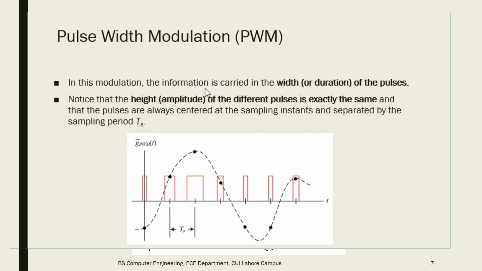The second type is pulse width modulation. In this modulation scheme, the information is carried in the width or duration of the pulses. As you can observe here, the width of all pulses is different, but the amplitude remains the same. It can be noticed that the amplitude or height of the pulses is exactly the same, but the only difference is in the width. When we have the highest peak of the signal or highest amplitude, then the width of the pulse is maximum, and when we are moving towards the lowest peak, then the width of the pulse is getting reduced.